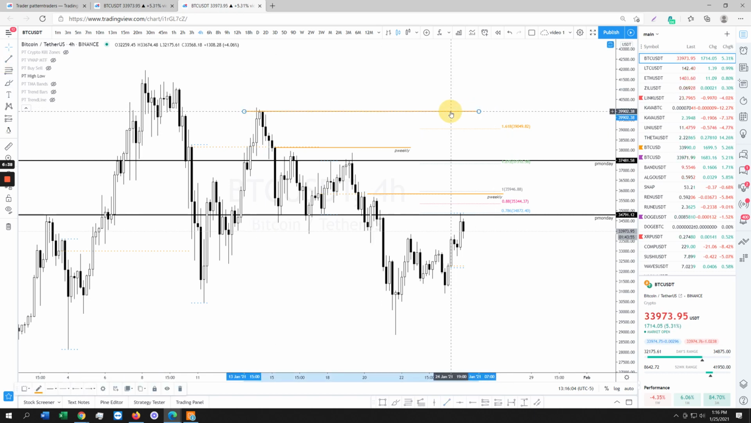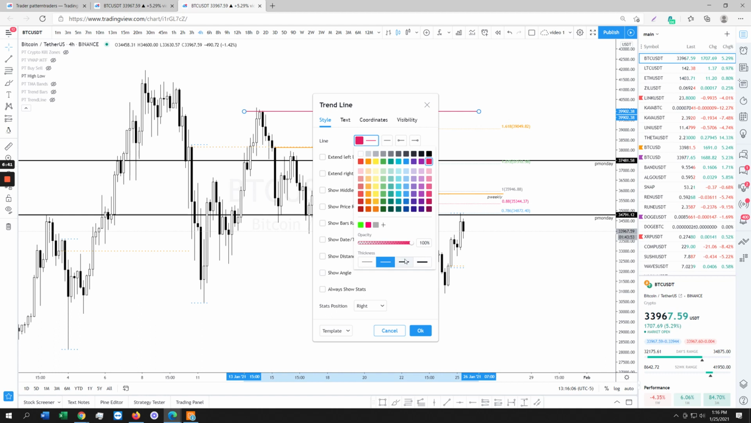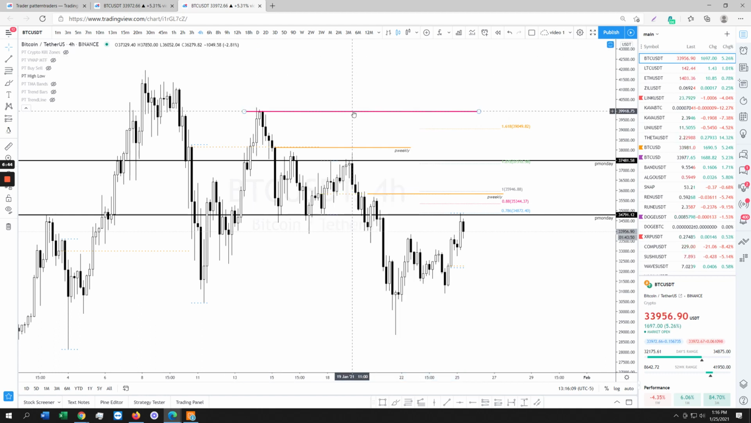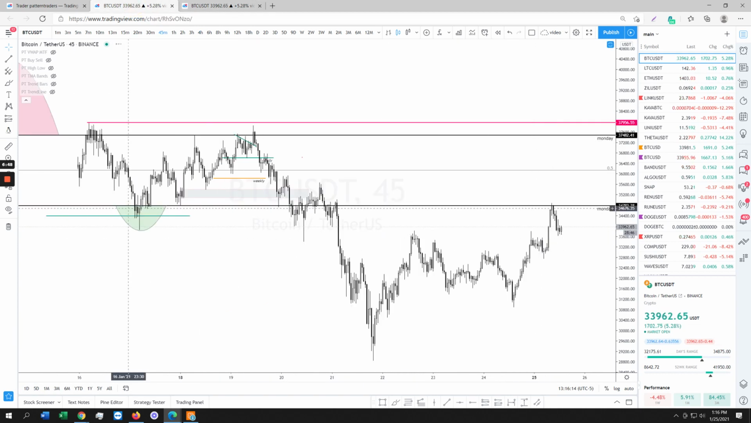We get above red. I think that we're going for all-time highs. Right? Think about it from this perspective, guys.